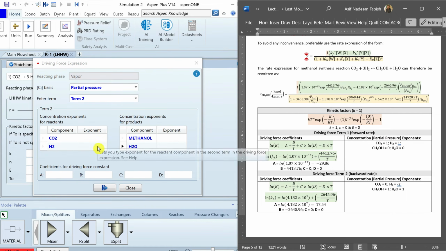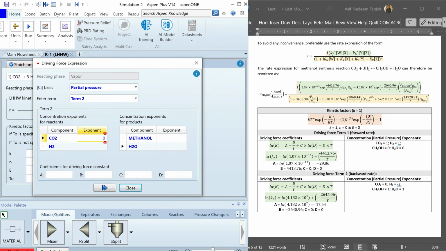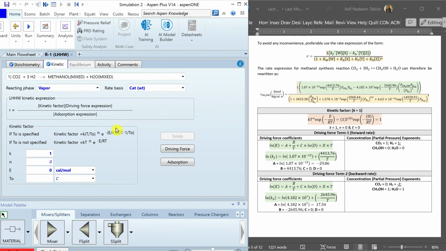as 1. So define the exponents for carbon dioxide is 0, hydrogen minus 2, methanol 1 and water is 1. Coefficients are 17.54 for A coefficient, minus 2645.96 for coefficient B. So C and D coefficients are 0. So the driving force has been defined.